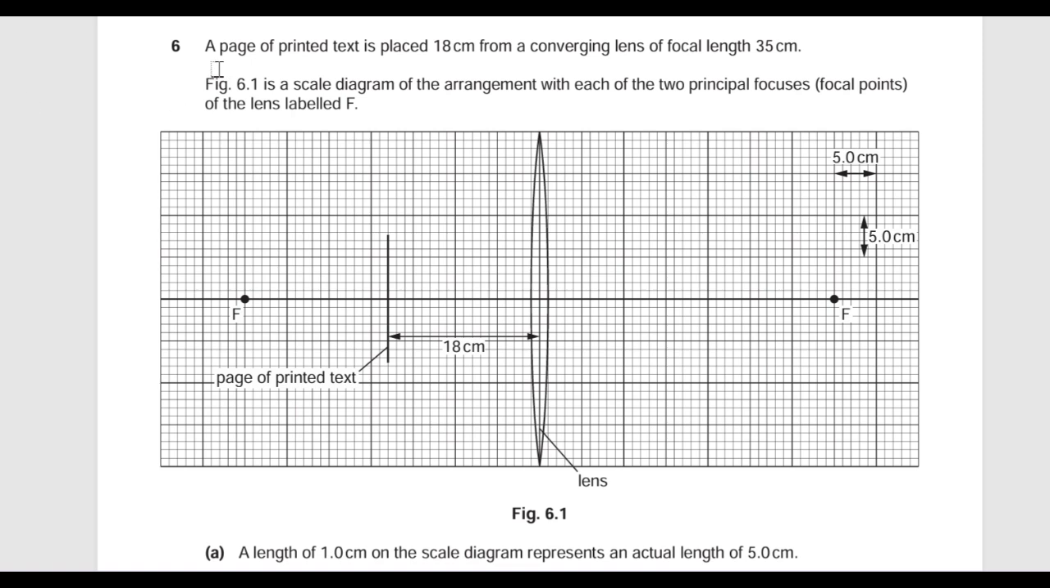Question number 6 says a page of printed text is placed 18 cm from a converging lens of focal length 35 cm, and figure 6.1 is a scale diagram of the arrangement with each of the two principal focuses of the lens labeled as F. So you can see in the diagram that each 5 boxes represent 5 centimeters on the vertical and horizontal scale as well. And the page is placed 18 centimeters away from the converging lens and the focal length is 35 centimeters.